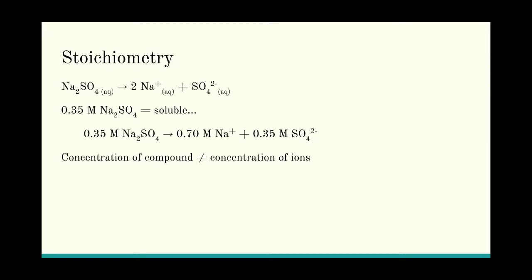So if you have a 0.35 molar sodium sulfate solution, sodium is an alkali metal, nicely soluble in water, so it's going to go completely to ionization. So 0.35 molar sodium sulfate is actually 1.05 molar ion solution. You could also say that it is 0.7 molar sodium or 0.35 molar sulfate.